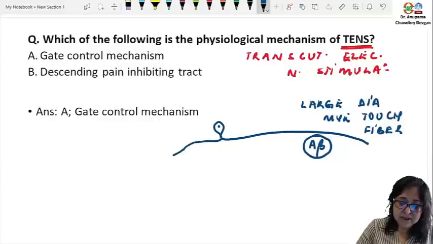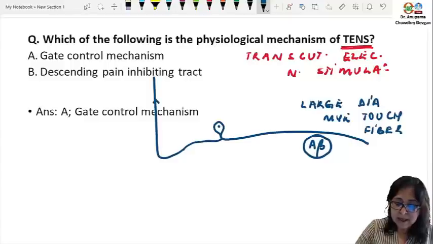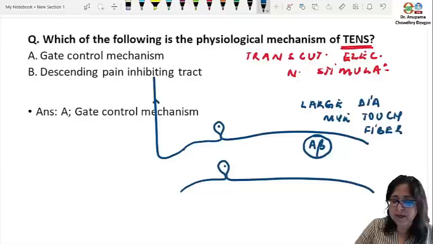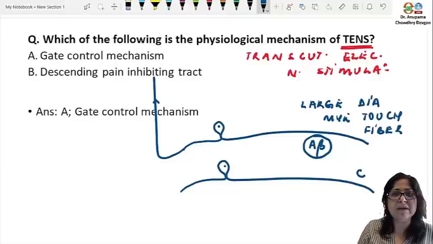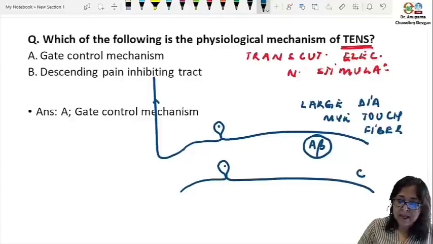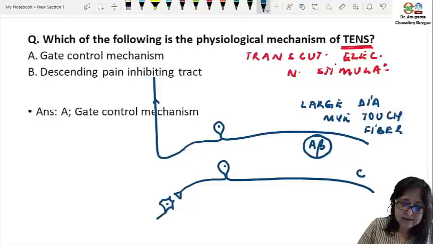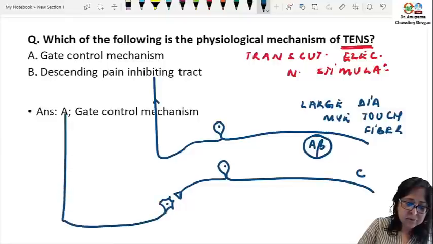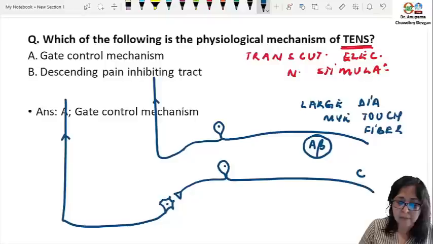Now, the central process enters into the posterior part of the spinal cord and ascends upwards. Now, let us see what is the anatomical connection between this small diameter, unmyelinated C fiber conducting slow pain. This C fiber synapses in the dorsal horn of the spinal cord, and the second order sensory neuron crosses over to the opposite side and ascends upwards.